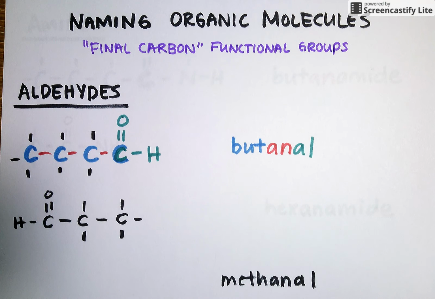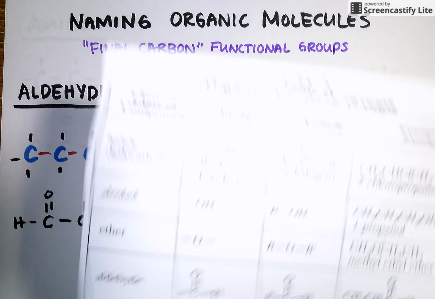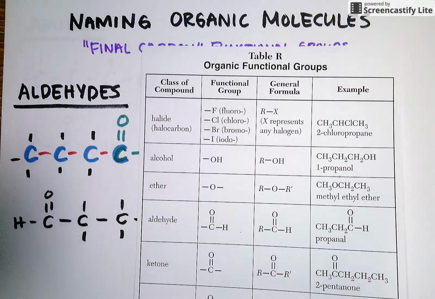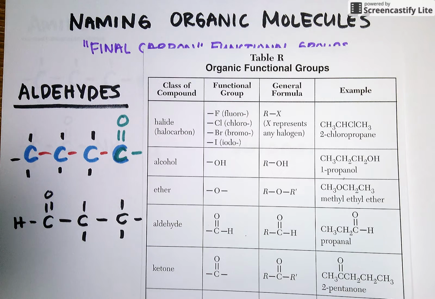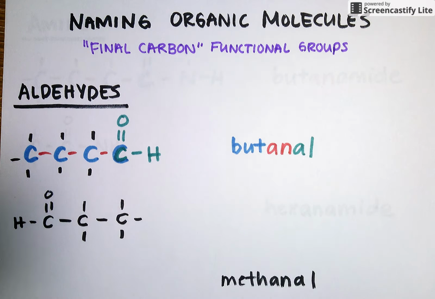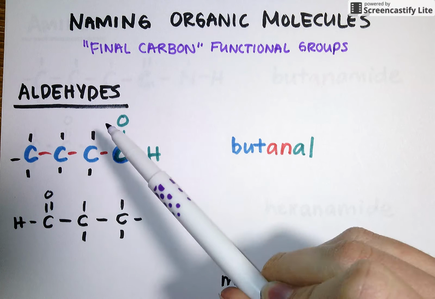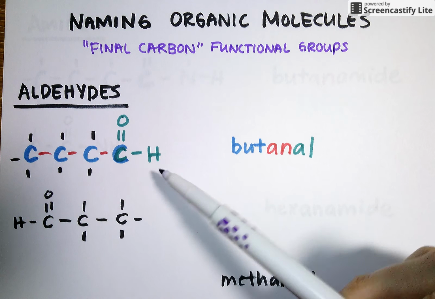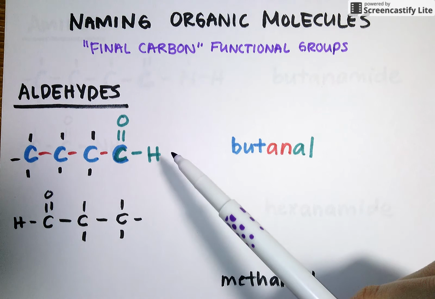We're going to be looking at 3 different classes of organic molecules, again, all that can be found on Table R. So I recommend that you have Table R handy as you're watching this video. The first group that we're going to be looking at are the aldehydes. And the aldehyde functional group is this C double bonded to an O with an H, always found at the end of an organic molecule.